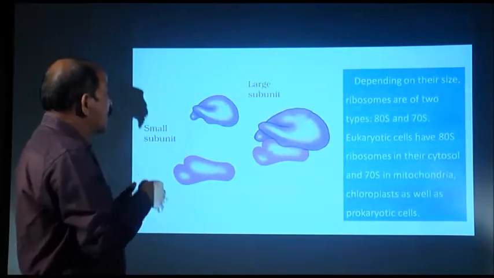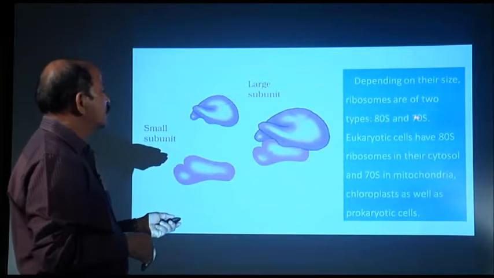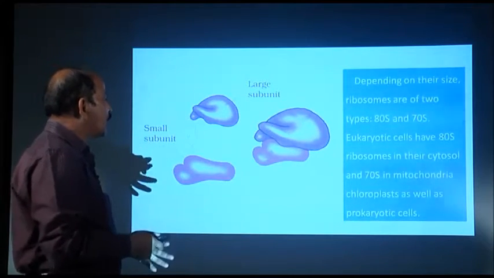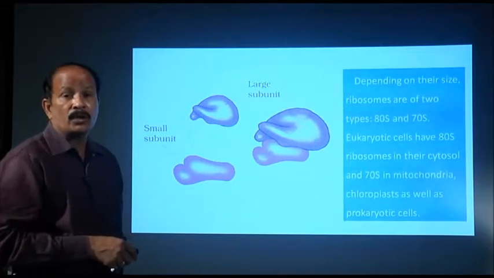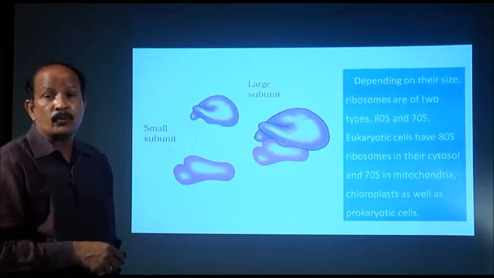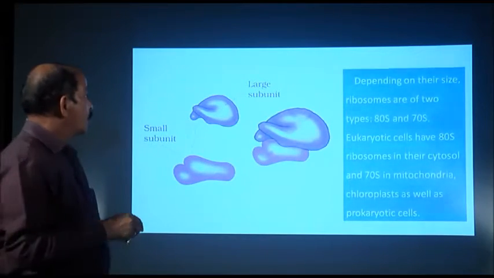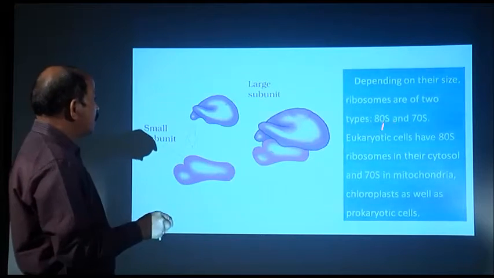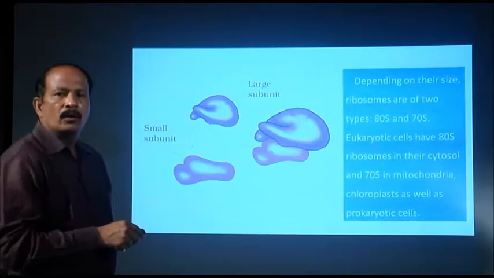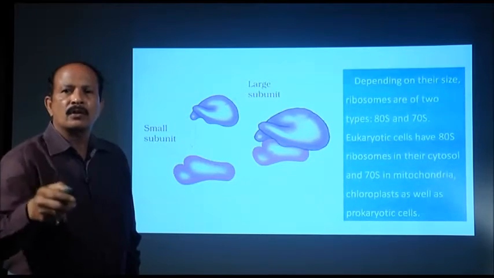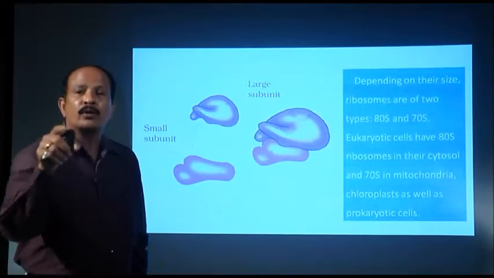So, depending on the size, there are two types of ribosome, one is 80S and another is 70S. S is the unit that refers to the Svedberg unit. Svedberg unit refers to the sedimentation coefficient in ultracentrifugation. Okay. So, 70S, 80S ribosome, but the larger 80S ribosomes are found in the cytoplasm of eukaryotic cells, but 70S ribosomes are found in prokaryotic cells.